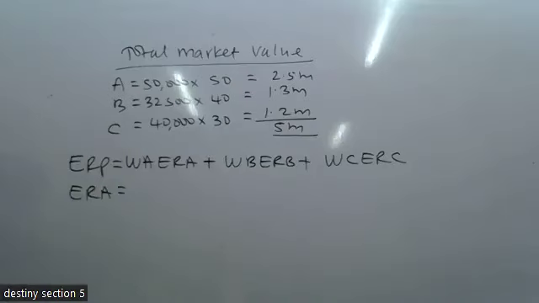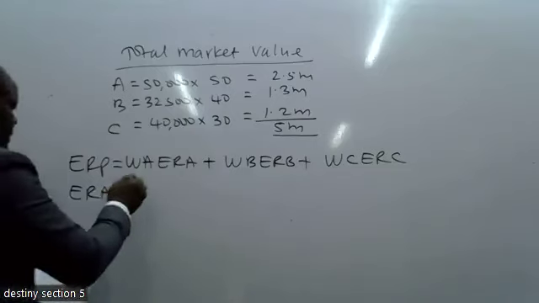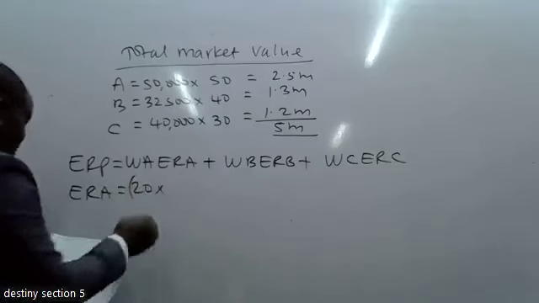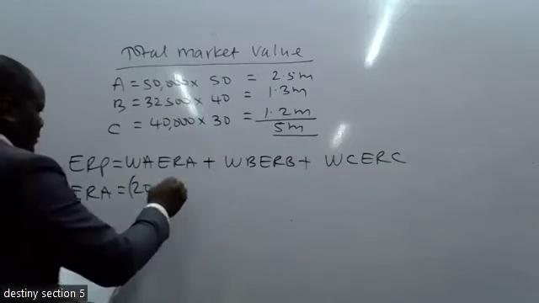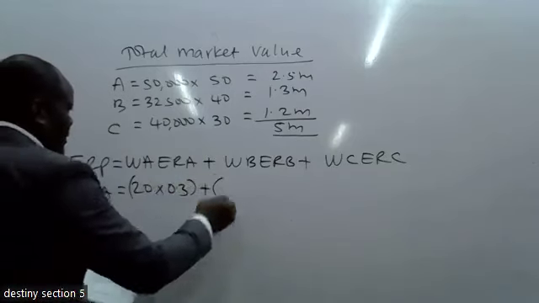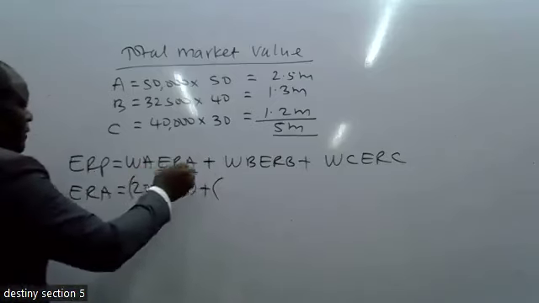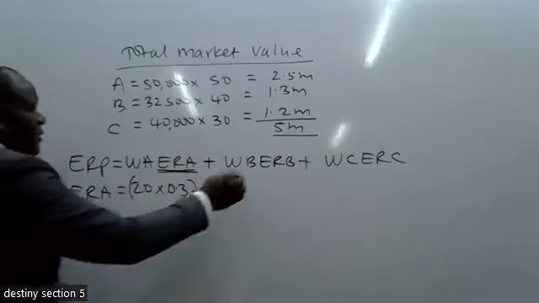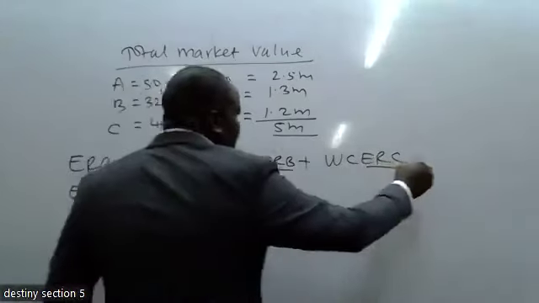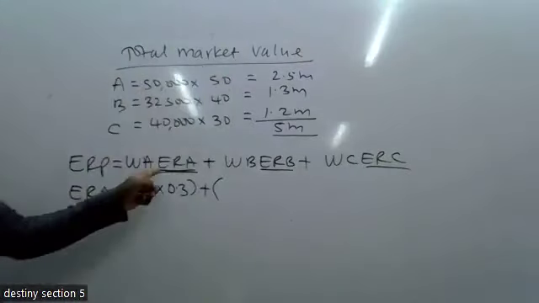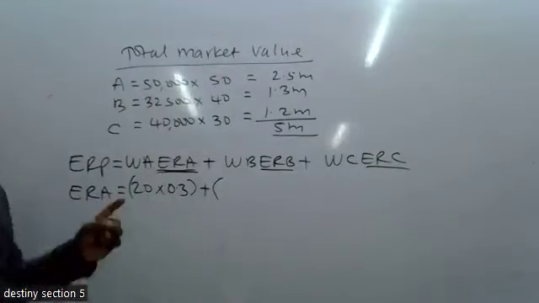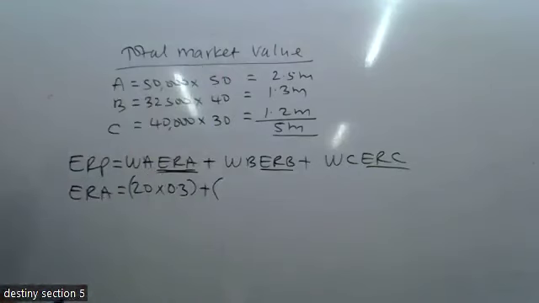To get the expected return for A, which percentage did you get? 20. Yes, so take 20%. The probability was 0.3. Remember, I'm first of all calculating this item. This one is what we need to compute first. So I'm first calculating the expected return for A.